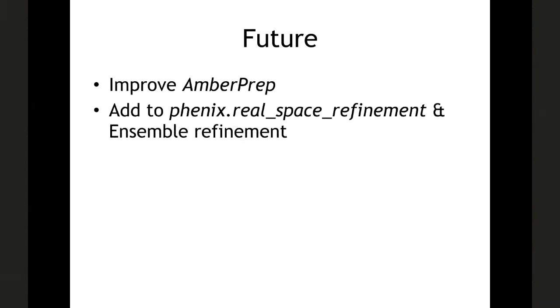I've already mentioned that we're going to improve AmberPrep. One of those things is to create a GUI for it, but we are trying to make sure that there's more smarts going into it, because there are a few things that could be improved. We're also trying to make it easier for the user to add ligands, and that is another project pipeline. Also, we're going to add it to other refinement programs in Phenix, including real space refinement and ensemble refinement, so you can get different, more chemically meaningful ensembles when you do ensemble refinement.